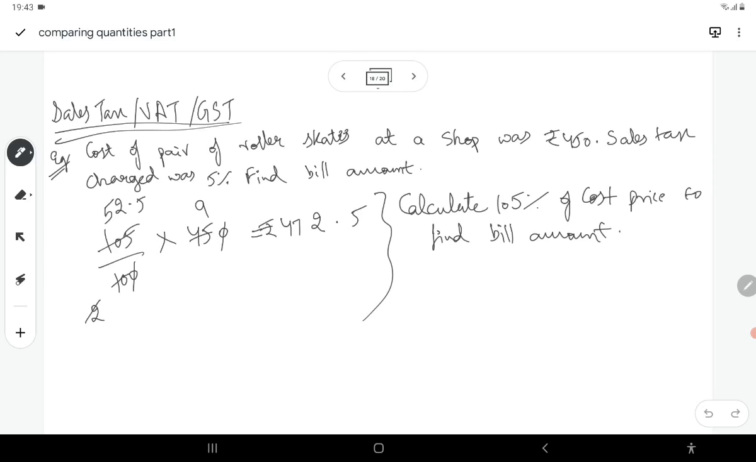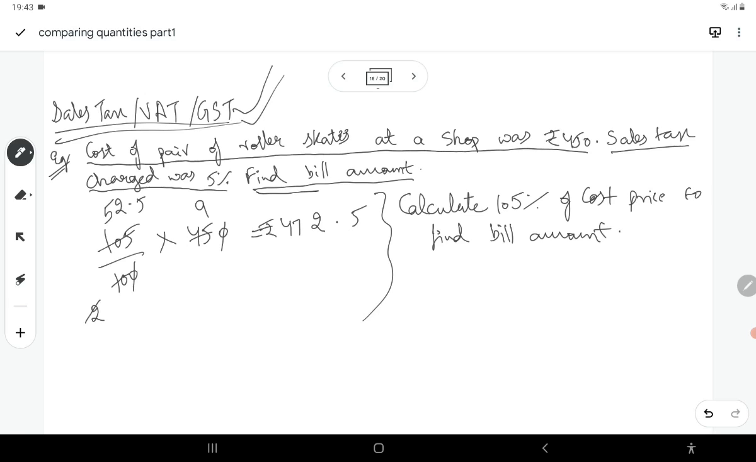So the next question and concept is based upon sales tax, VAT and GST. So let's see how we solve the questions based upon this by taking an example. The cost of a pair of roller skates at a shop was 450. Sales tax charged was 5%. Find the bill amount.